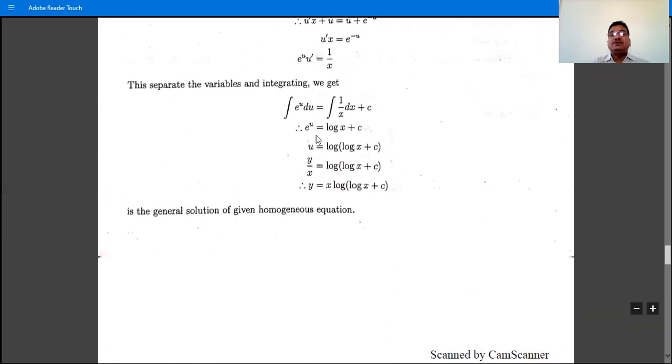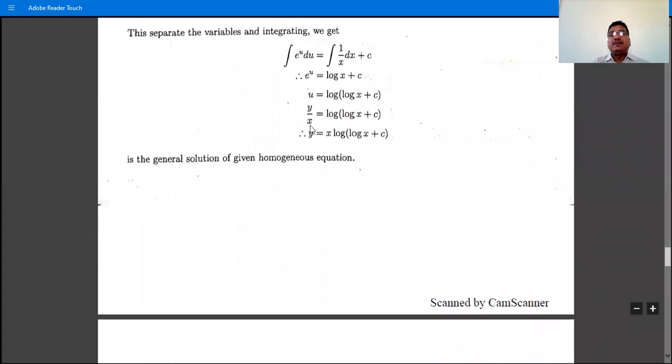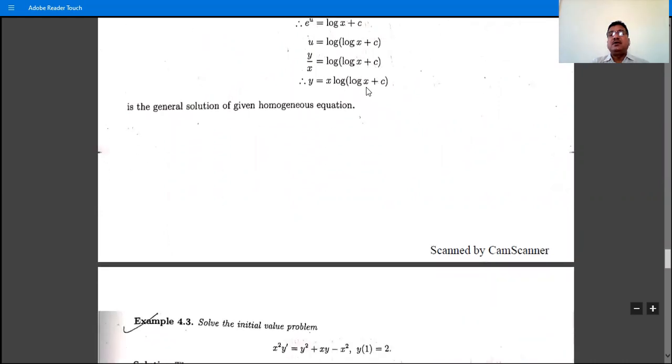So no need of this simplification. Or if you simplify, then after shifting this e to RHS, we have log of RHS, because if e raised to a is b, then a is log of b, because the reciprocal of the exponential function is the logarithmic function. So after shifting e, we have u is equal to log of x plus c, and then substitute u as y by x. So y is equal to x into log of log x plus c. This is the general solution of the given differential equation.